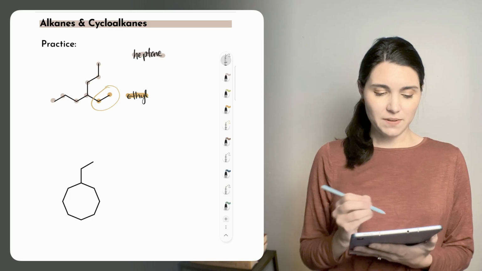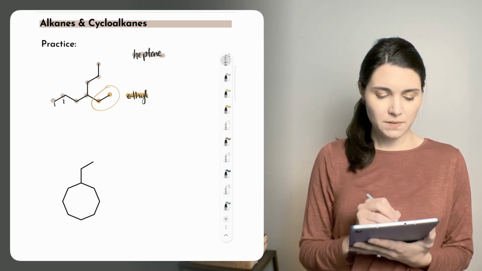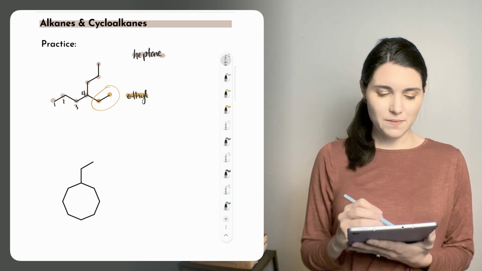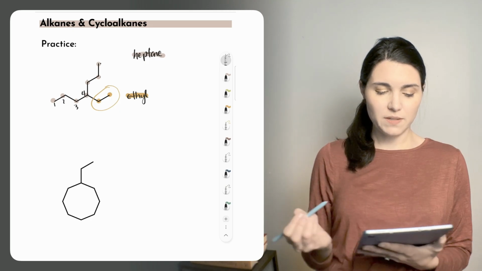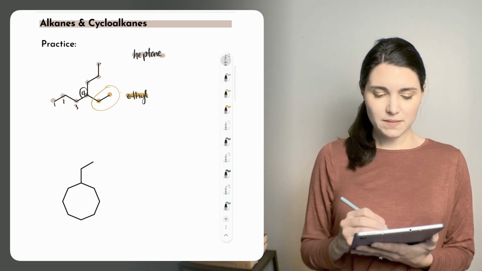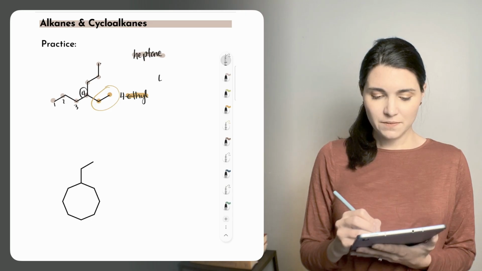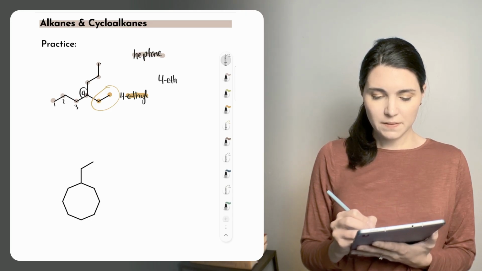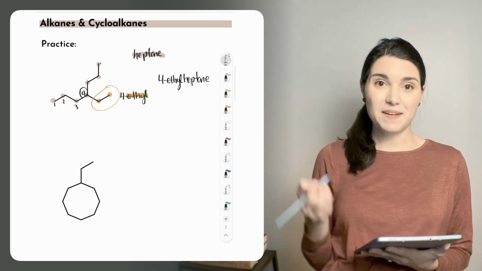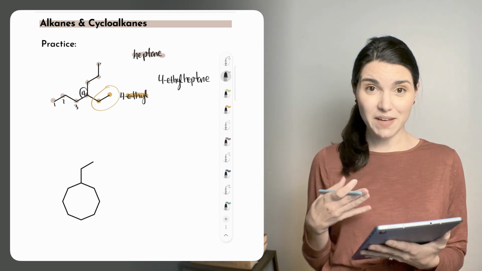So let's number. If we number this way, we get 1, 2, 3, 4 for the ethyl group. And if we number the other way, we get 1, 2, 3, 4 as well. So either way that we number, we're going to get 4. So 4 is our locant. We'll put that in front of the ethyl, and then put everything together: 4-ethylheptane. That's our name.